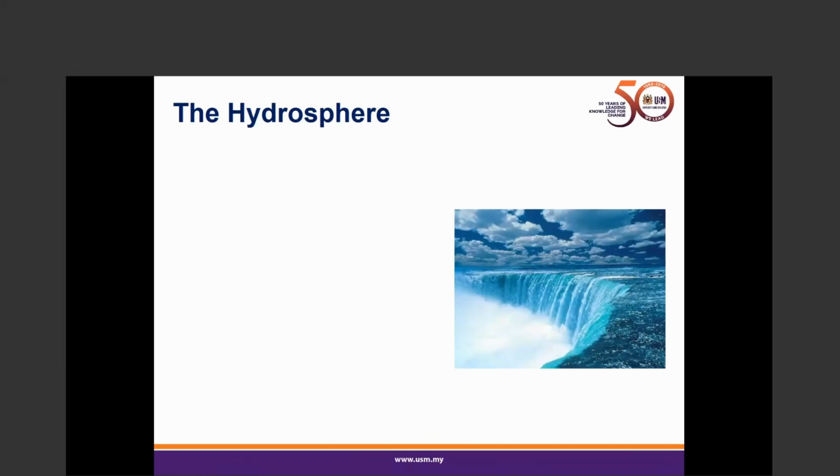On the other hand, the hydrosphere includes all the water on or near the Earth's surface. This includes water in the oceans, lakes, rivers, wetlands, polar ice caps, soil, rock layers beneath the Earth's surface, and clouds. So all water or moisture on Earth is considered hydrosphere.